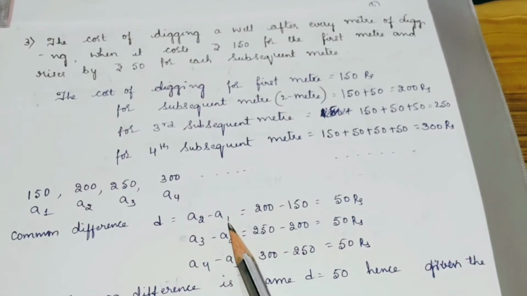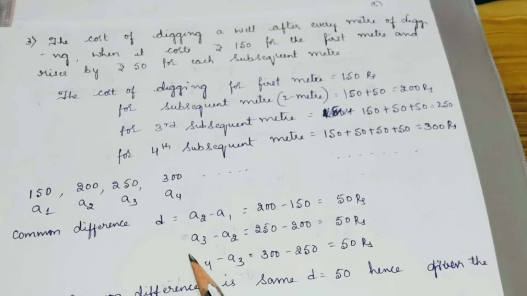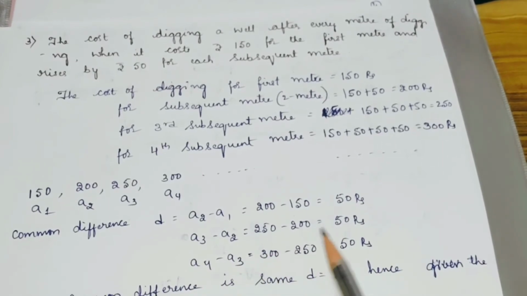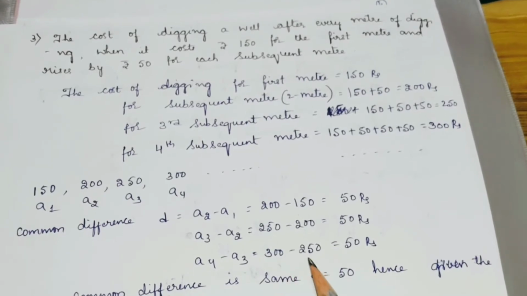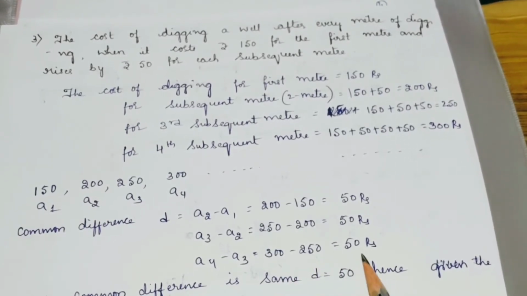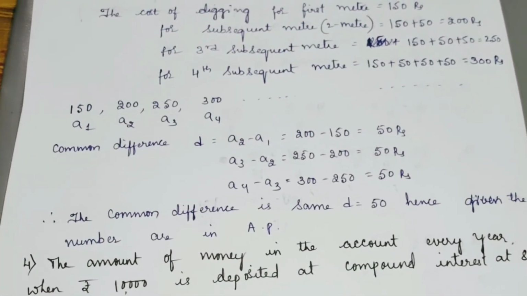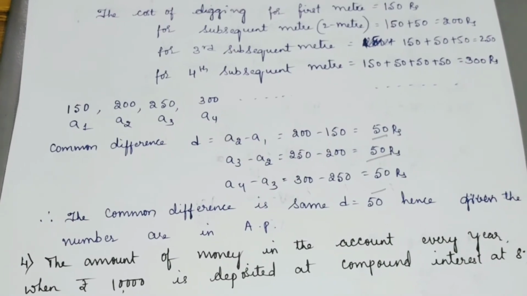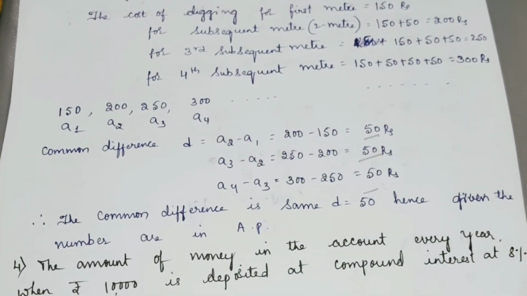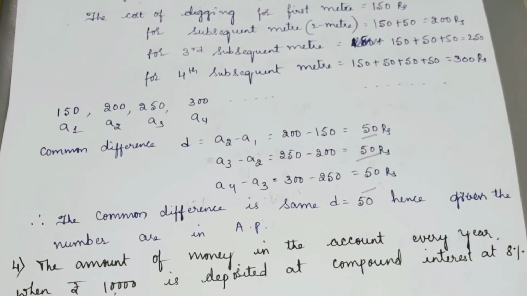Now find the common difference. A2 minus A1 is 50 rupees. A3 minus A2 is again 50 rupees. A4 minus A3 is 300 minus 250, again it is 50. When you observe all the common differences, it's the same: 50, 50, 50. Therefore, you can conclude that the common difference is the same. Then the given numbers are in AP.